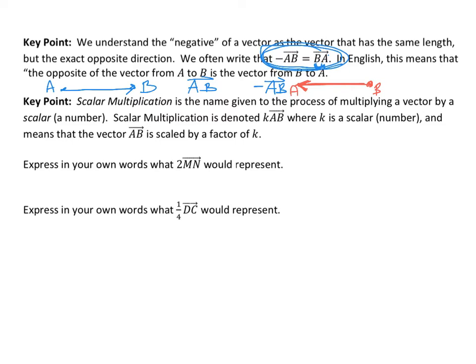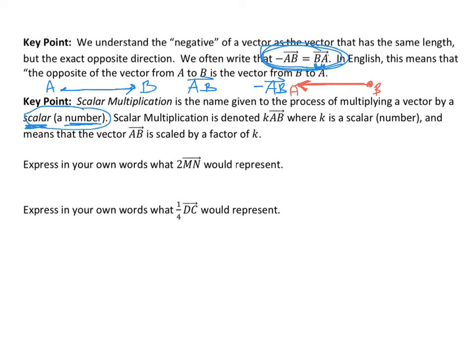Okay. The next thing I want to talk about is called scalar multiplication. Okay, and the word scalar is really just a fancy word for a number. Okay, so scalar multiplication is the name given to the process of multiplying a vector by some scalar.